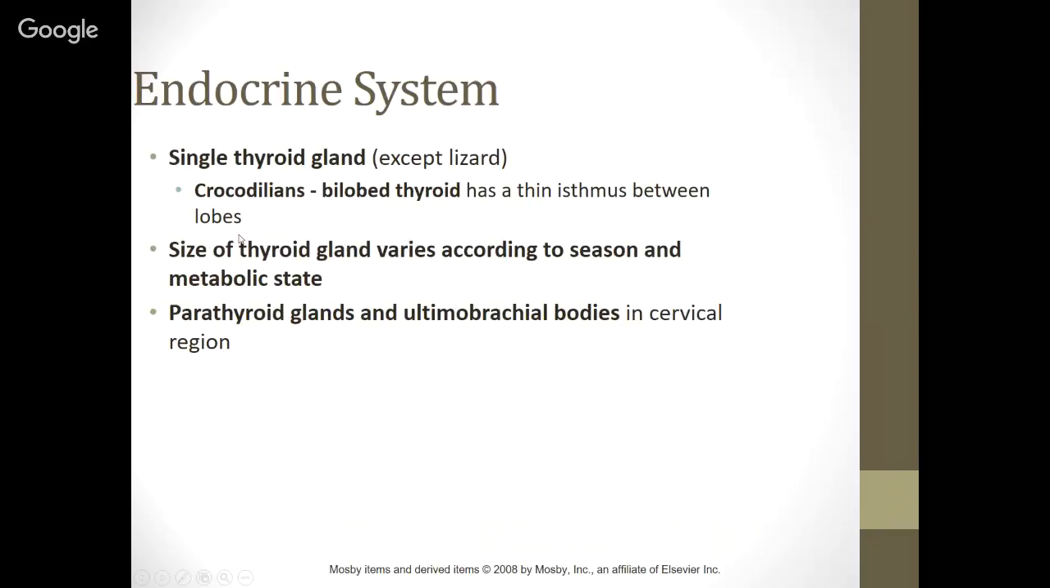The endocrine system. There's a single thyroid gland except in the lizard. Crocodilians actually have a bilobed thyroid with a thin isthmus between the lobes. The size of the thyroid gland varies according to season and metabolic state. So when it's needed, it is bigger. Parathyroid glands and ultimobranchial bodies are in the cervical region.